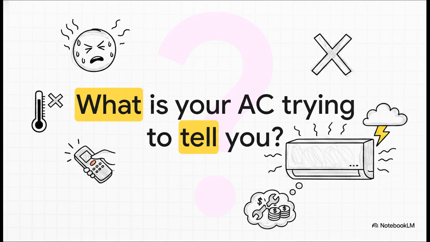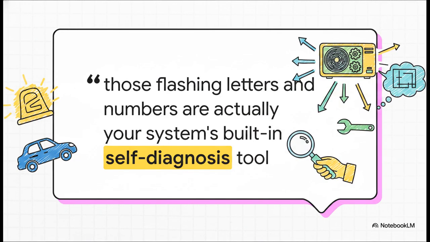But take a step back. What is your AC actually trying to tell you? Here's a little secret for you. This is absolutely not a death sentence for your appliance. It's actually a feature, not a bug. Think of it exactly like your car's check engine light. The system has recognized a very specific internal issue, and it's practically handing you the diagnosis on a silver platter. Our only job today is to translate that diagnosis so you know exactly what to do next.